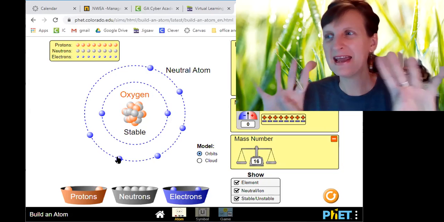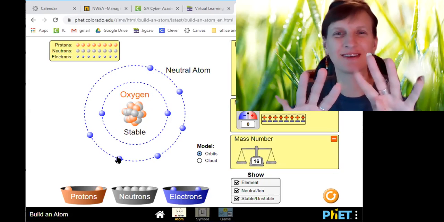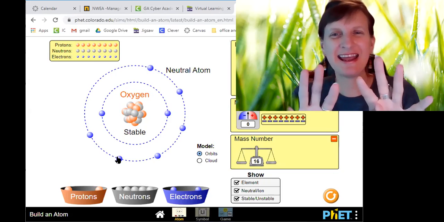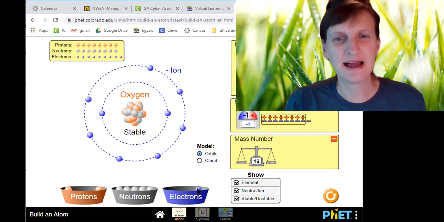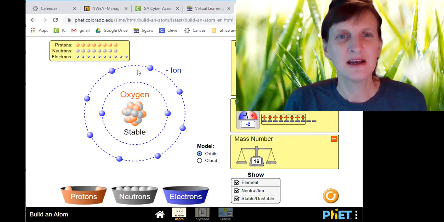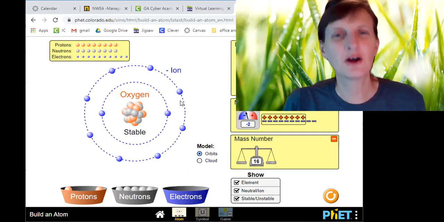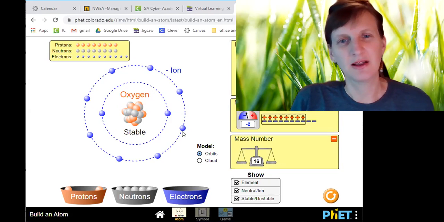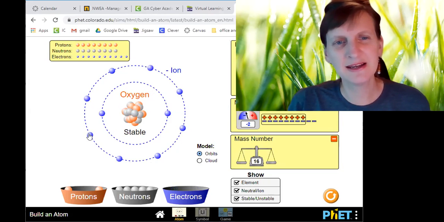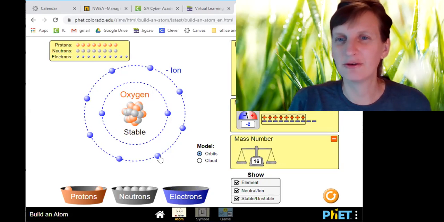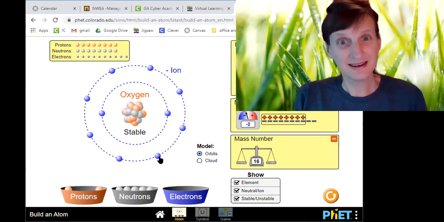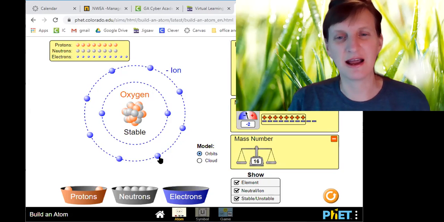You said 8. If you said 8, then you are correct. So to make this a stable ion, we're going to have to add 2 more electrons so that it has a full outer layer. That's called an octet. Kind of like an octopus has 8 legs, an octet has 8 electrons in the outer level. So that is a stable oxygen ion.